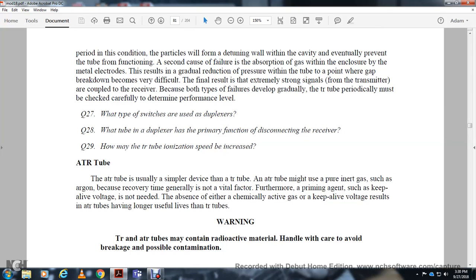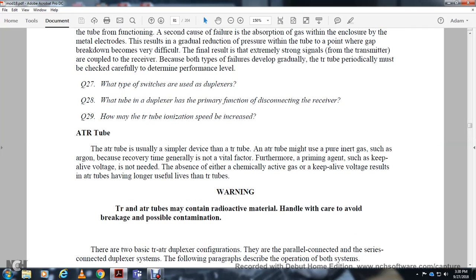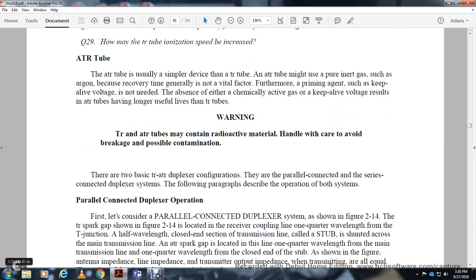The anti-transmit tube is usually simplified compared to the transmit-receive tube. It might use pure gas such as argon, and recovery time is generally not a vital factor. Furthermore, a keep-alive voltage is not needed, given the absence of chemically active gas. As a result, anti-transmit tubes have a longer life than transmit tubes. The anti-transmit tube may not contain radioactive material, but should be handled carefully to avoid breakage and possible contamination.